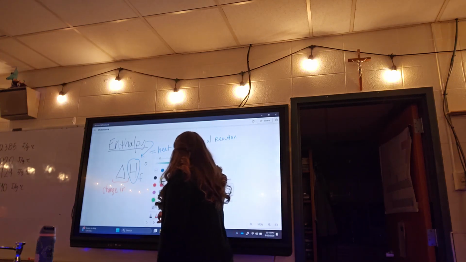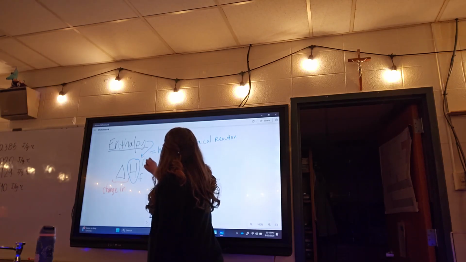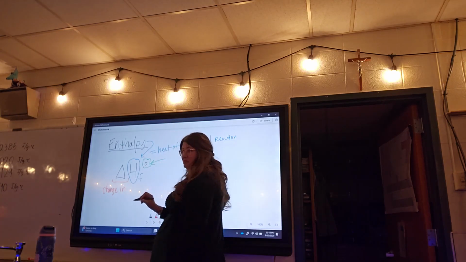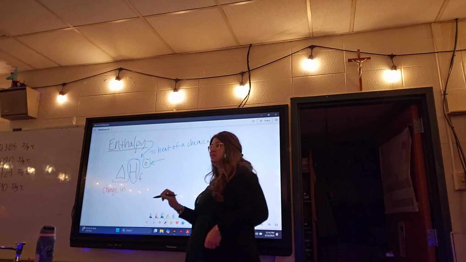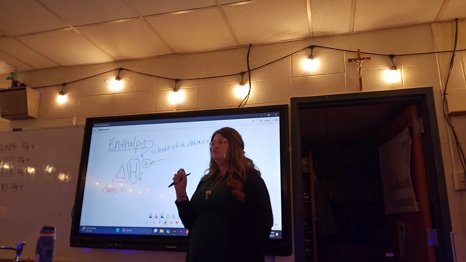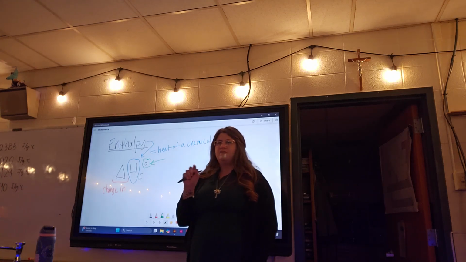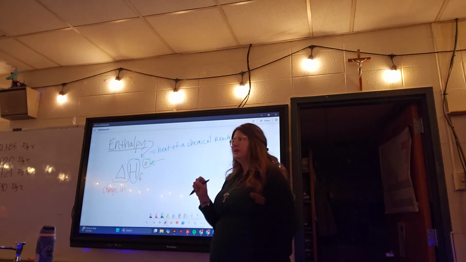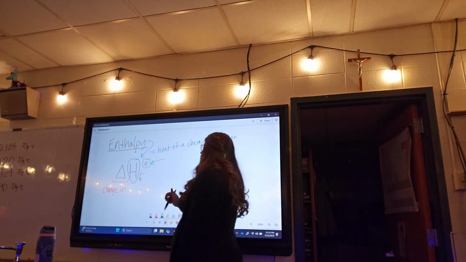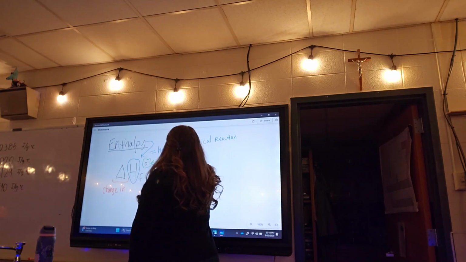The degree symbol, do you see that? It does not mean degrees. That degree symbol, when you see that next to any kind of a variable in science, means that you are operating at what we call standard conditions.